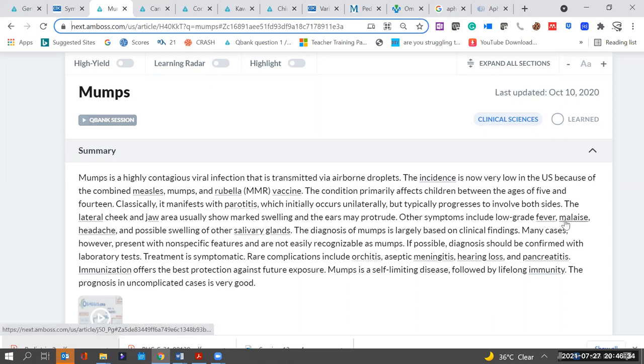Other symptoms include low-grade fever. So fever can be there, but it will not be a high-grade fever. Malaise, headache, possible swelling of other salivary glands. So parotid is one of the salivary glands. They have sublingual and submandibular glands as well. So they may also be involved.